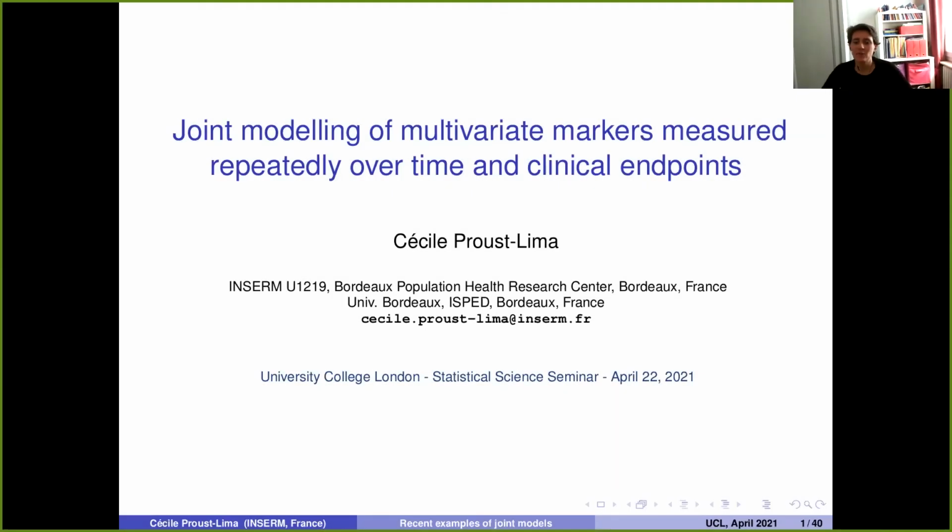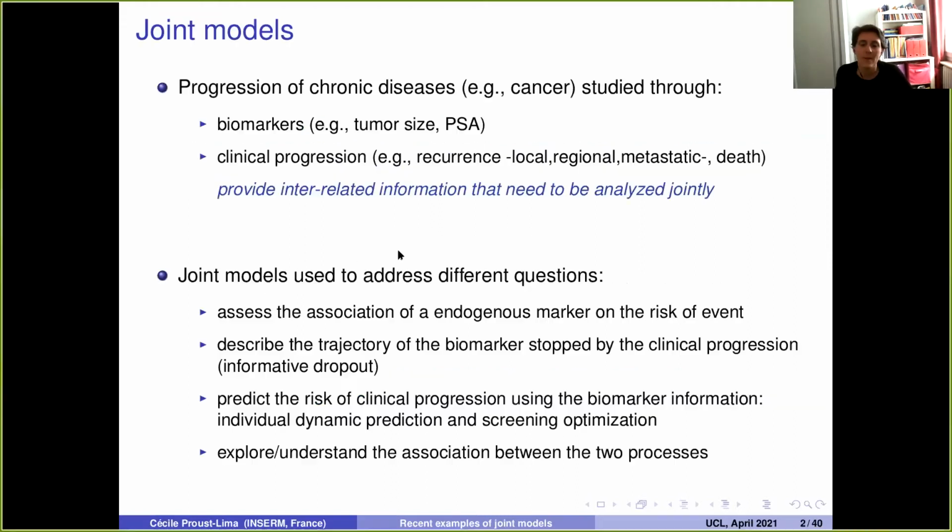So I'm very glad to have the opportunity today to present you some extensions based on the joint modeling of repeated markers and time to events in neurodegenerative diseases. Before I go into the details of those specific models, I wanted to remind you about the joint model principle. I don't know if all of you are very familiar with this methodology.